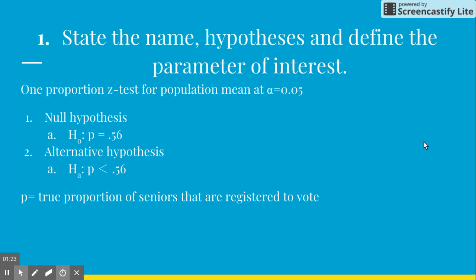The alternative hypothesis is the claim that we are trying to find evidence for, the statement that we suspect to be true. It can be one-sided or two-sided. In this case, it is one-sided, and it states that p is less than 0.56, and p would be the true proportion of seniors that are registered to vote.